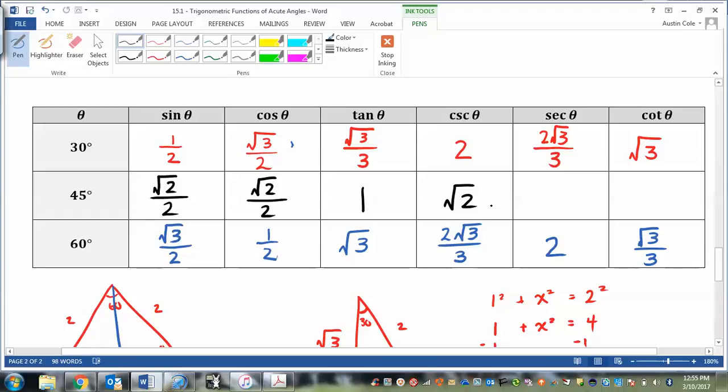So secant is the reciprocal of cosine. Well, the cosine and sine are the same, so what's this going to be? Square root of 2. And cotangent is the reciprocal of tangent, so this is going to be 1.